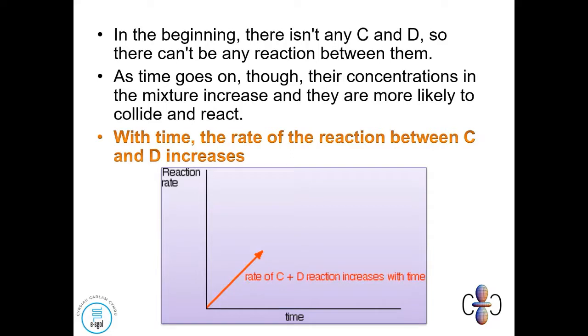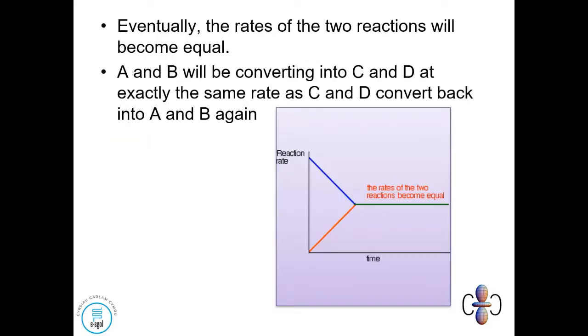And as more C and D particles are created, the collisions between them also start to speed up, because the frequency of collisions is also at its greatest. So with time, the rate of the reaction between C and D will increase because there's more and more C and D present to collide. What eventually happens then is that the two reactions become equal.